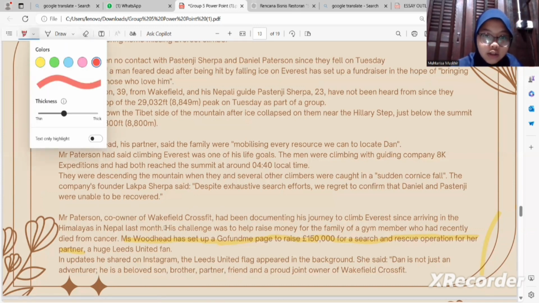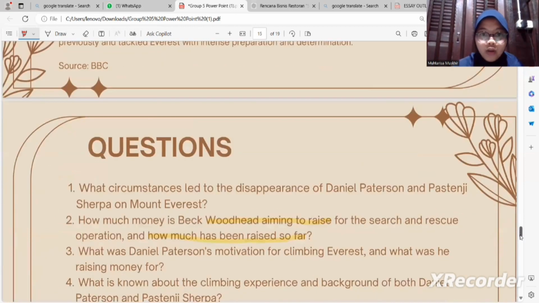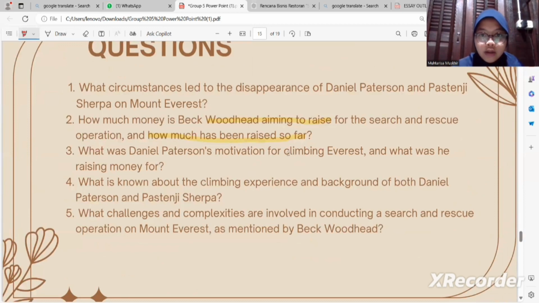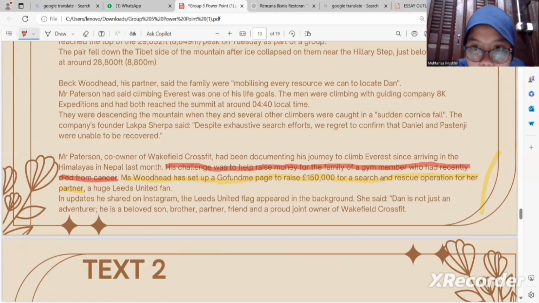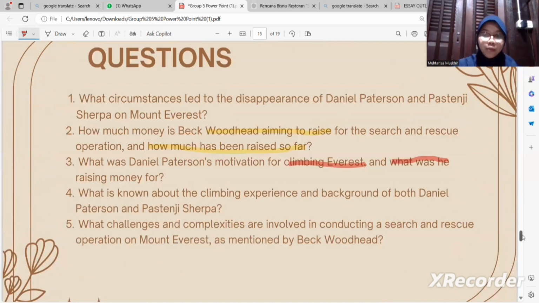His challenge was to help raise money for the family of the gym member who had recently died from cancer. So that was his motivation to climb Everest, and the money was for helping a family member who had recently died from cancer. So he wanted to help his gym family. So that was the money that he's raising for.